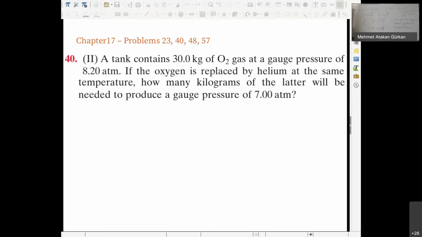At the same temperature, it's going to have the same volume because it's still the same tank. And they're asking how many kilograms of this helium is needed to produce a certain pressure. So we are changing the pressure and the molecular weight of the gas, but we are keeping the temperature constant, and we are also keeping the volume constant.